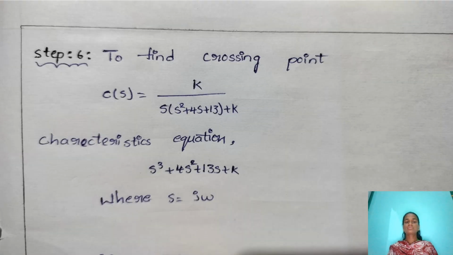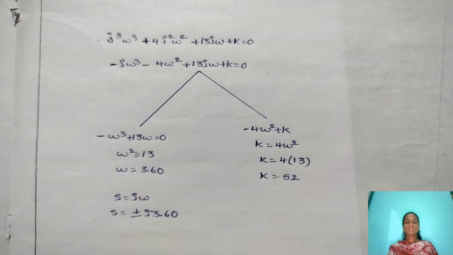Step 6 is to find the crossing point. The characteristic equation from the given transfer function is s(s² + 4s + 13) + K = 0, that is s³ + 4s² + 13s + K = 0. Here we substitute s = jω, and we get (jω)³ + 4(jω)² + 13jω + K = 0.